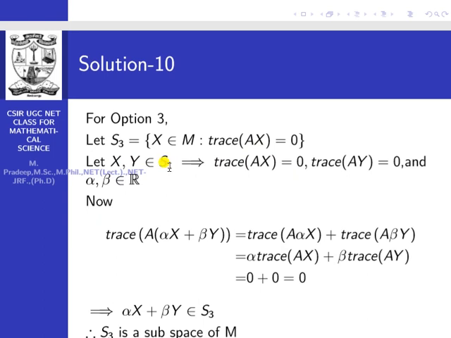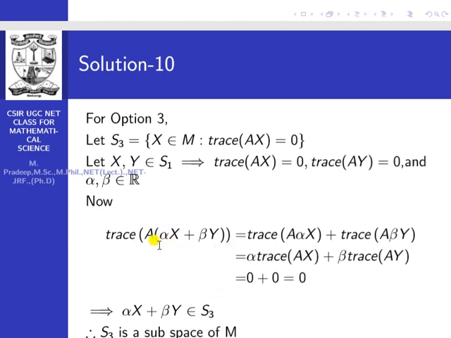It's a mistakeable one. So x, y belongs to S3, that is trace of Ax equal to 0, trace of Ay equal to 0, and alpha, beta belongs to R. Then what should we try? We have to find the trace of A into alpha x plus beta y. What should its value be? It should be 0. If it is 0, then A into alpha x plus beta y belongs to S3.